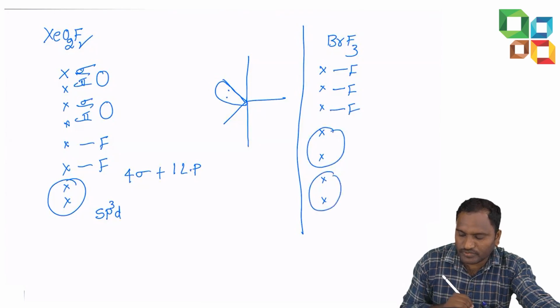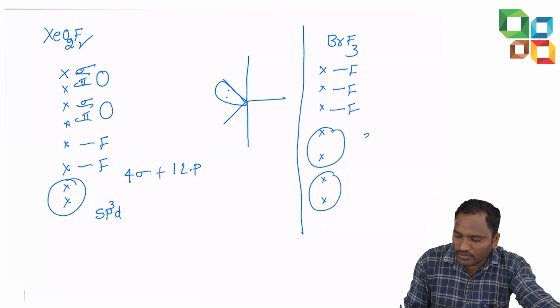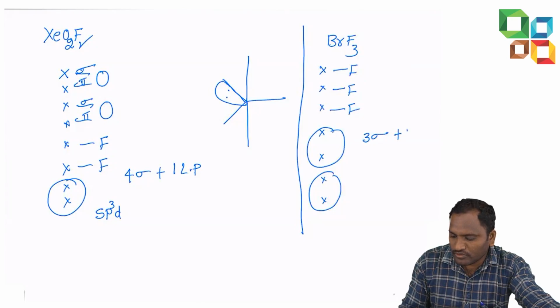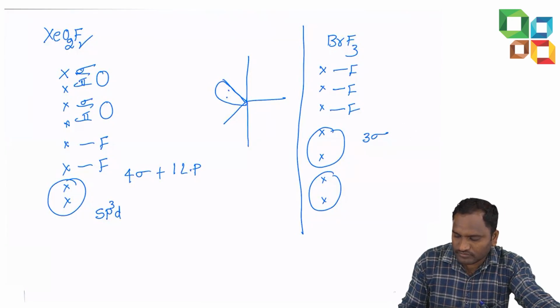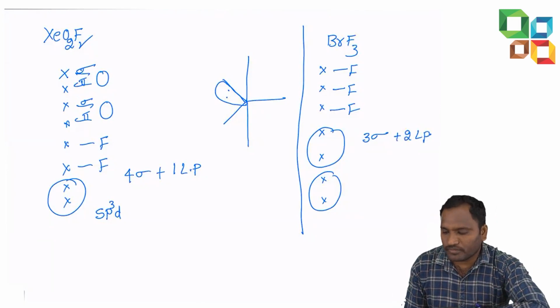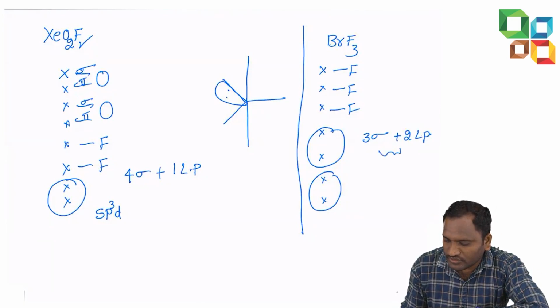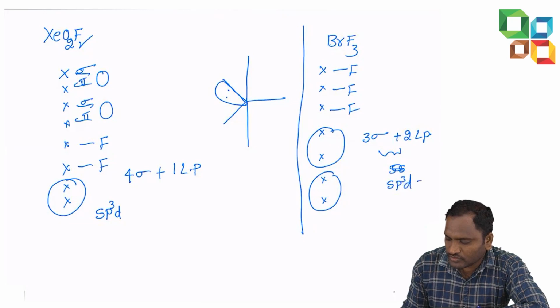The rest all are lone pairs. So here, number of sigma bonds is 3, and 2 lone pairs. So what is the hybridization? sp3d.